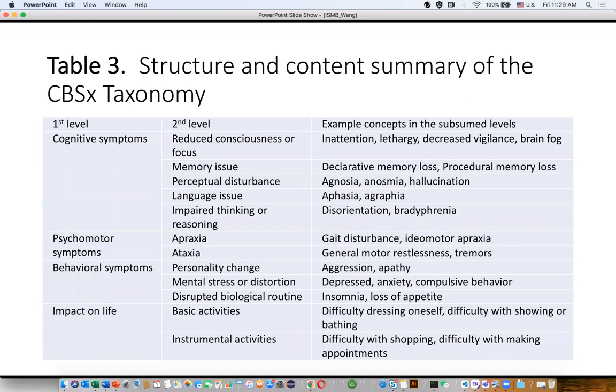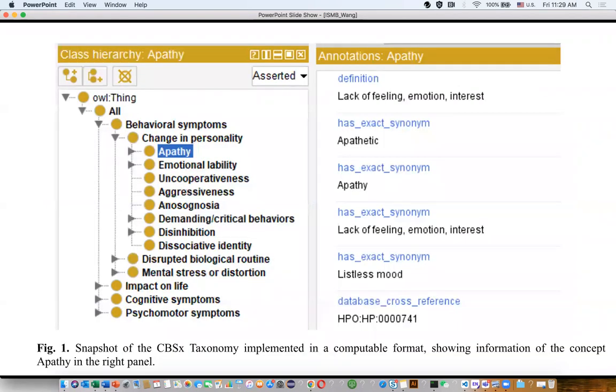This table shows the structure and the content summary of the taxonomy. This figure shows a snapshot of the taxonomy implemented in the computable format. For example, for apraxia, the red panel shows the definition, synonyms, and cross-referenced code.